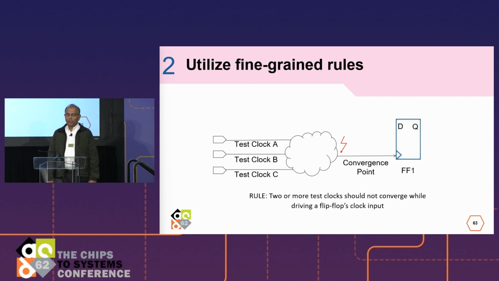The rules should also eliminate reporting duplicate violations for the same error root cause. For example, the precise test logic glitch convergence rule shown will only report one error versus multiple errors between every pair of converging glitch sources.